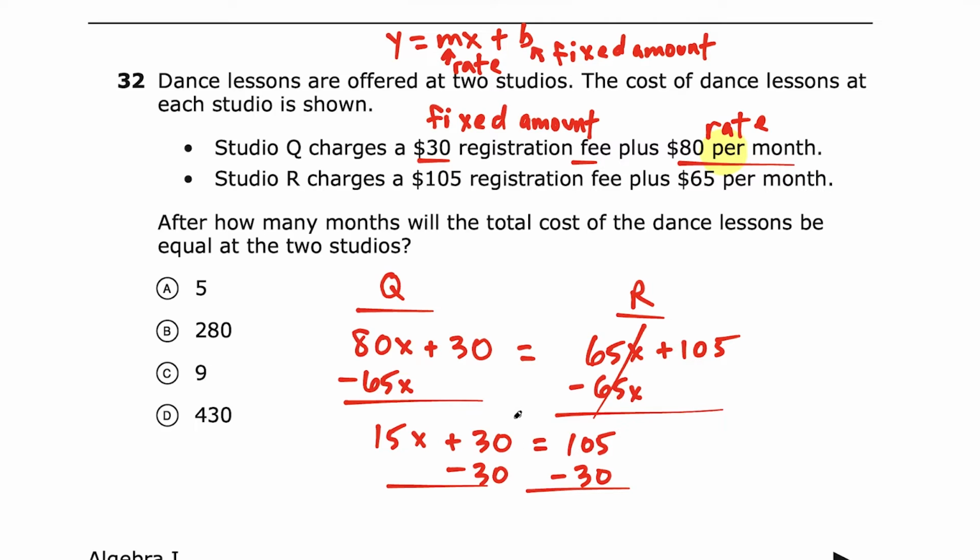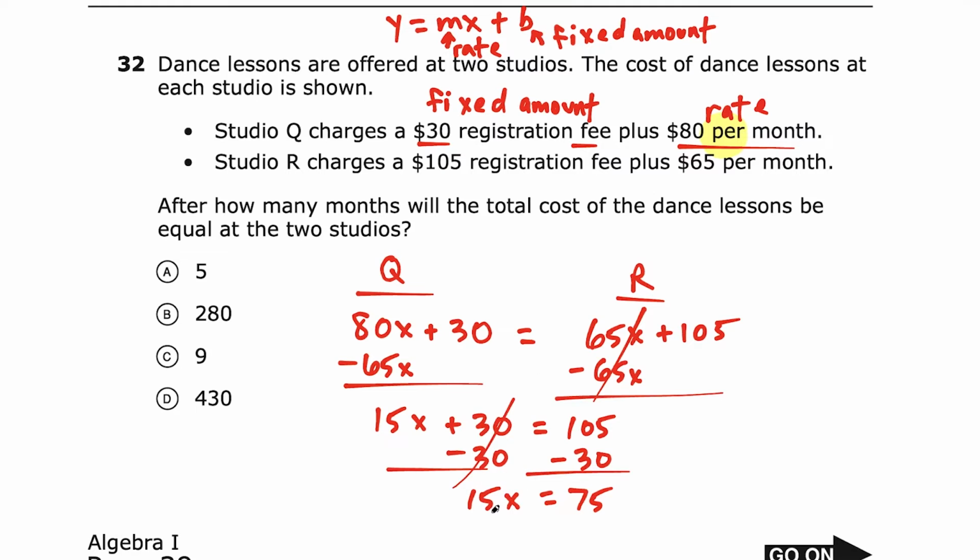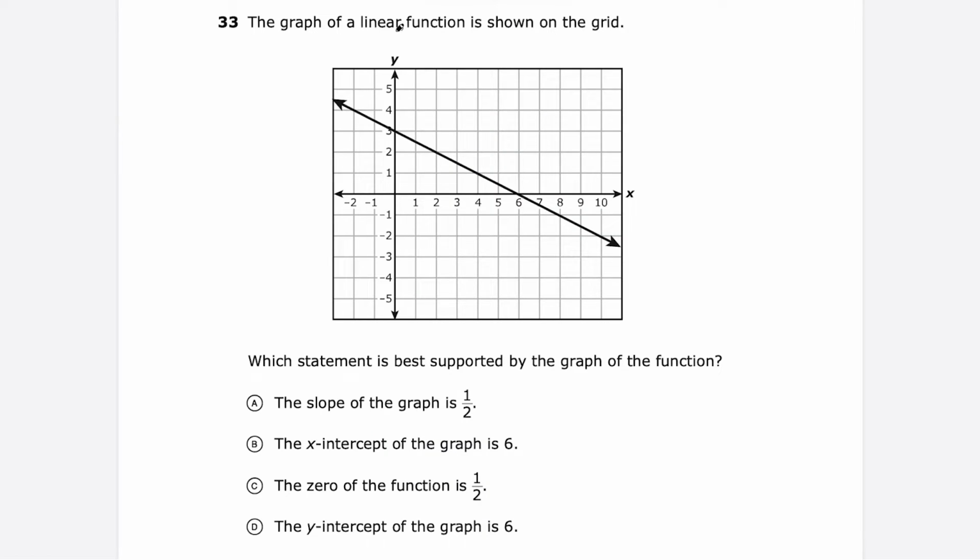And now from here, I'll just subtract 30 on both sides to get the x term completely alone here. And now we have 15x is our only x term left, is equal to 105 minus 30 is 75. And now from here, all we have to do is just divide both sides by 15. And if we do the division here, 75 divided by 15 is 5. So our solution here, how many months will the total cost of the dance lessons be equal, is going to be 5 months.